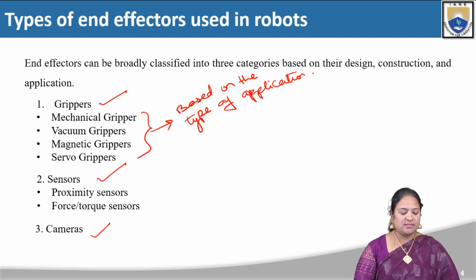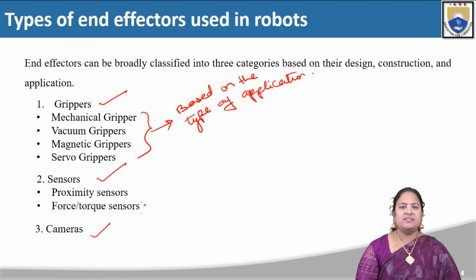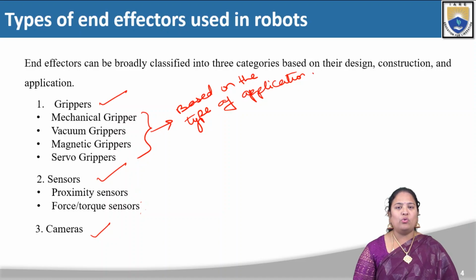Right? Next, coming to the sensors. Here we have 2 types of sensors. One is the proximity sensor and the other is the force torque sensor. So what exactly is a sensor? What is the use of a sensor? What is the requirement of a sensor?